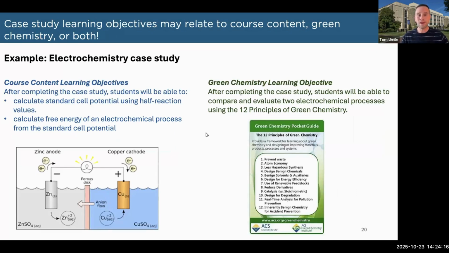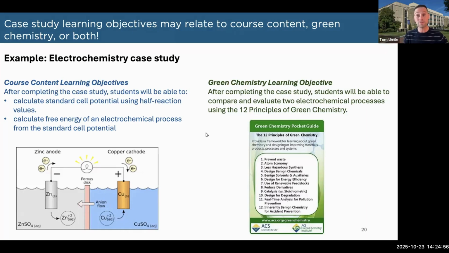As she mentioned before, your case study learning objectives can relate to your course content. They could relate to green chemistry. They can relate to both. This was an example Jen shared with me about an electrochemistry case study she uses in a general chemistry class. It has to do with a greener electrochemical procedure for producing a product. Jen has outlined three learning objectives for this. Two of them relate exactly to what you would learn in a Gen Chem class: calculating cell potentials and calculating free energies of reaction. That's something that our students are already doing in Gen Chem too.